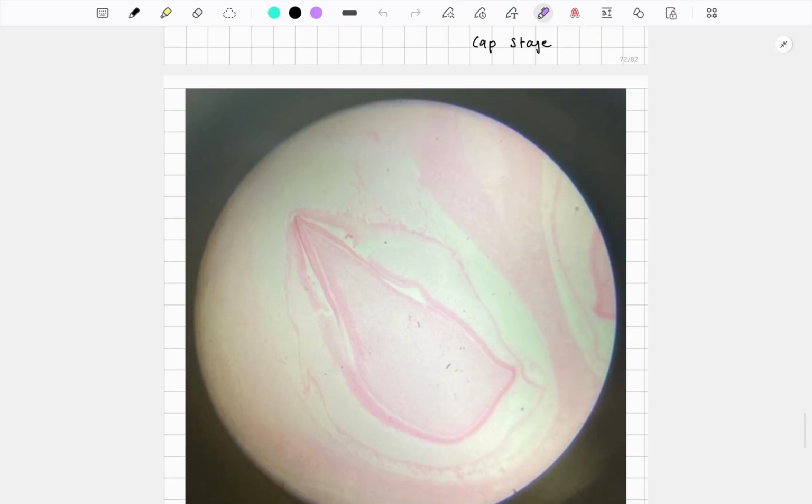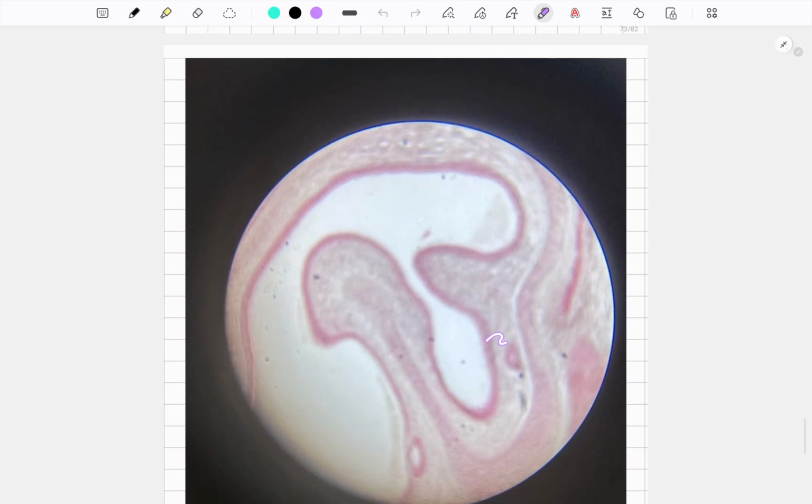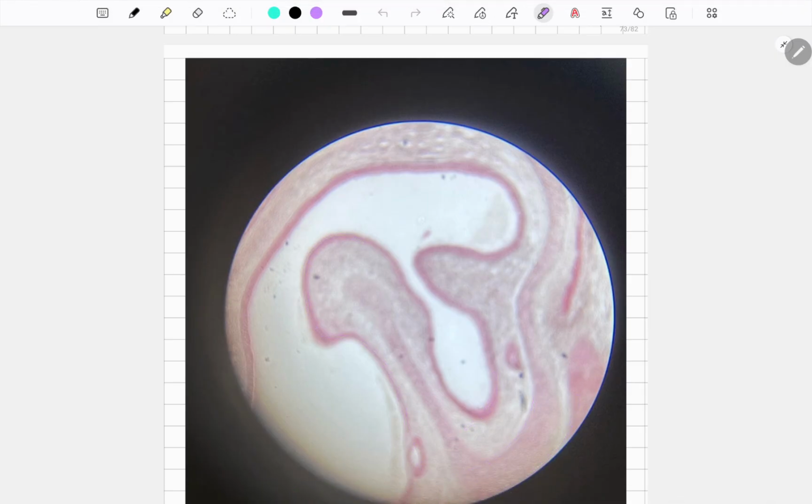Then this will be our advanced bell stage. As you can see, the tooth is almost developed. The shape of the tooth has almost come. So this is advanced bell stage. Then moving on to next, this is bud stage. As you can see, this is the oral epithelium and this is the bud which you can see.